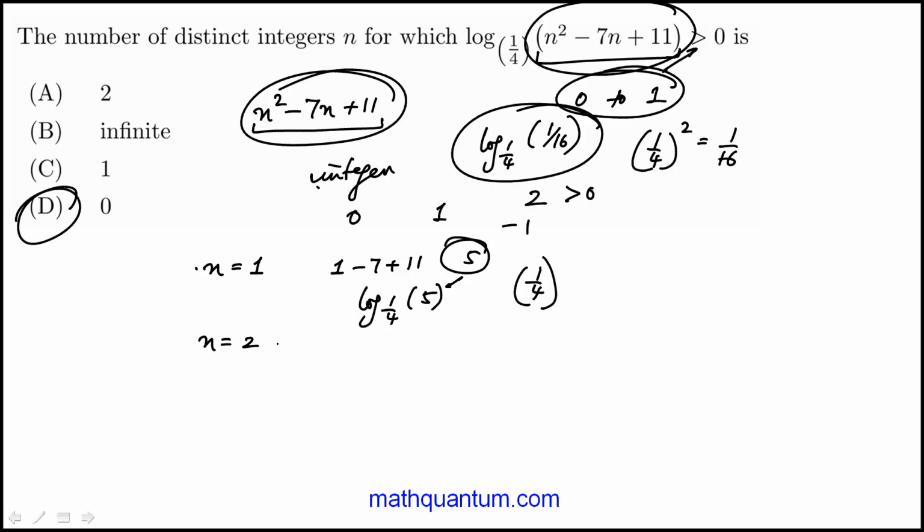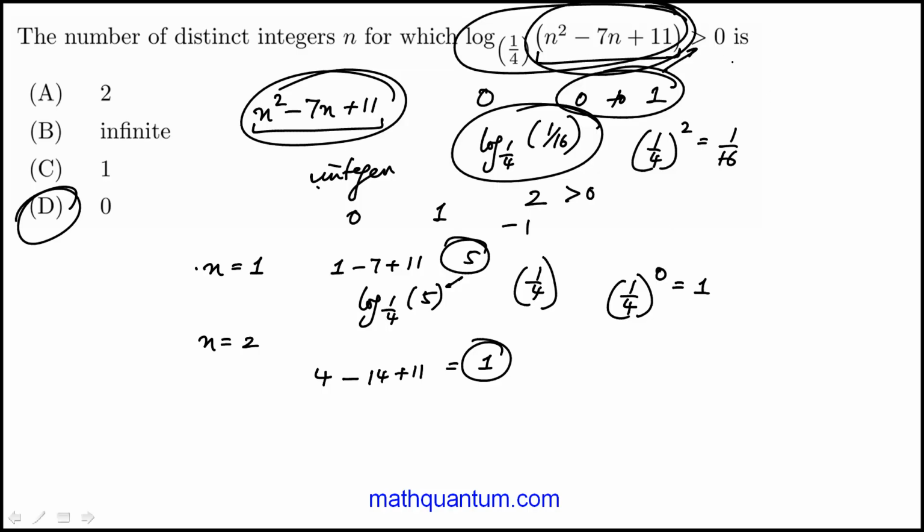You can try some other values. For example, n is 2, so 4 minus 14 plus 11, so you get 1 here, and 1/4 to the 0 would be 1. In this case, this would be 0, but the condition is greater than 0. If this was equal, then we could say that n equal to 2 would give us a solution, but because it's greater than 0, that is not a solution.